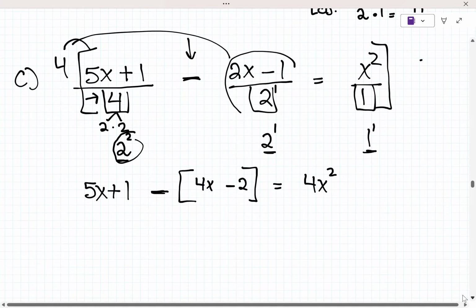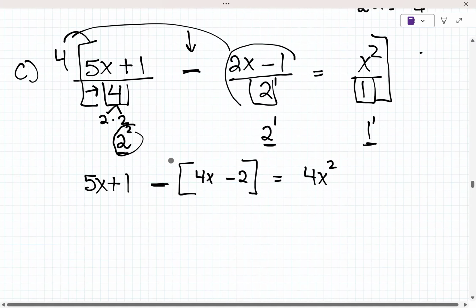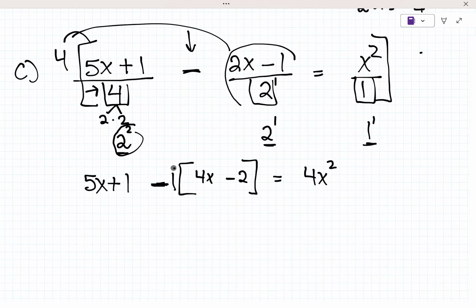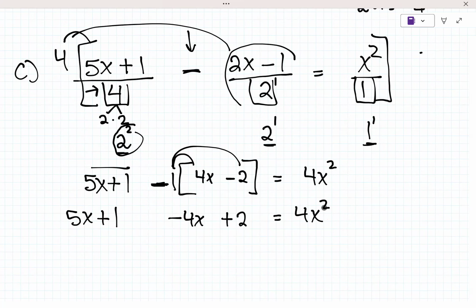Okay. Now let's clean this up and then solve. So over here, I'm going to distribute this. And do you see this minus? It's like an invisible negative 1. So FOIL that out. That's going to be negative 4x. Negative times negative is positive 2. And then we haven't done anything with this, so bring that down. And then on the right, it's going to equal 4x squared.